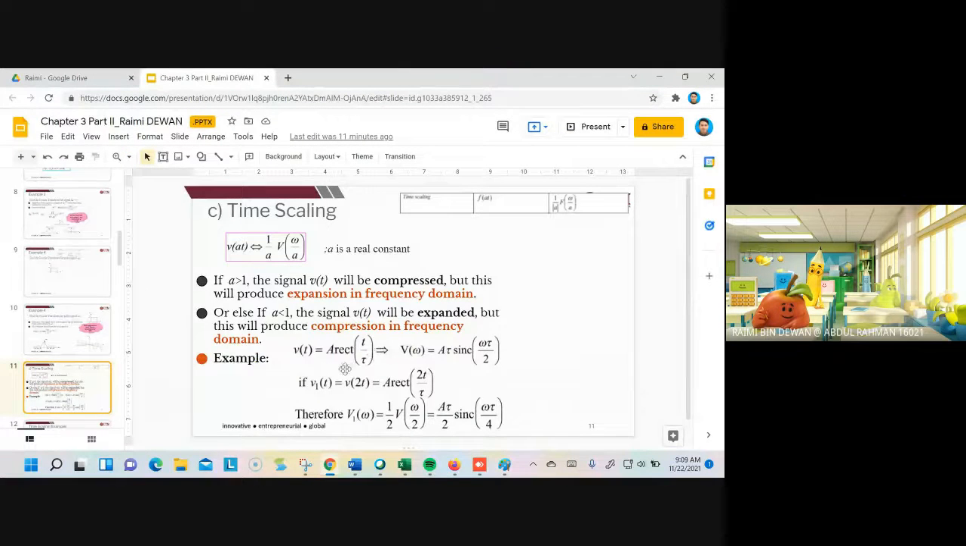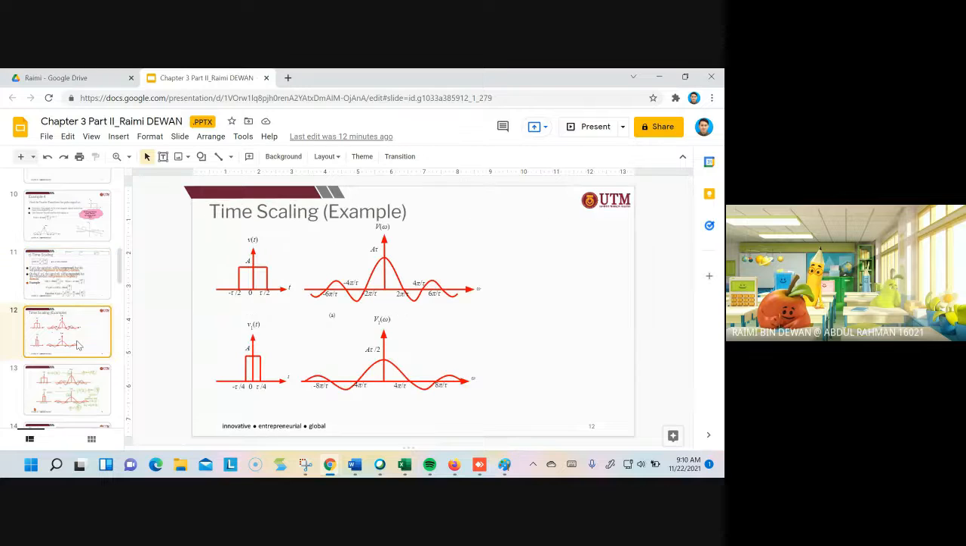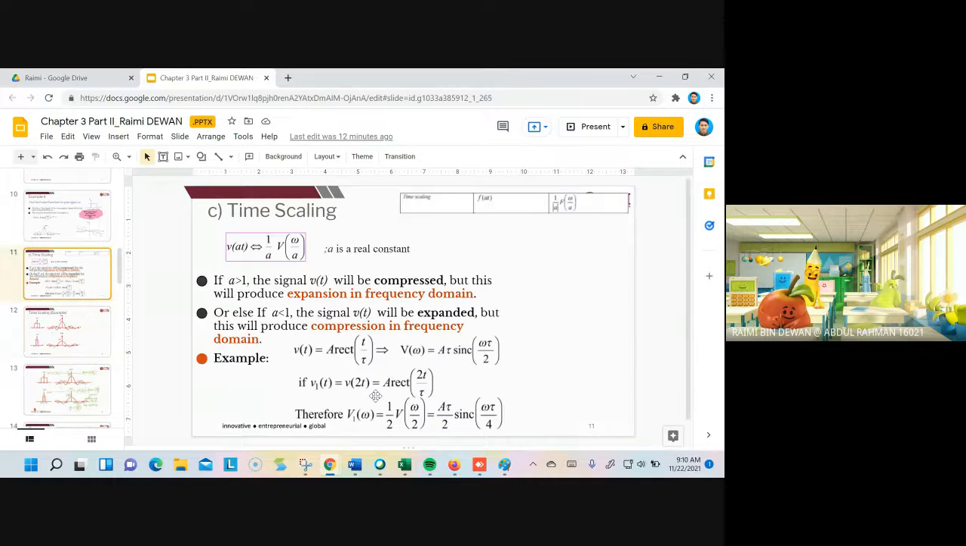For example, a rectangular signal, rect of t over tau, with transform tau sinc of omega tau over 2. This is the standard one. Is there any example? Example: if v1 equals v of 2t, you can see this is time scaling. Then you go to the formula in the table.